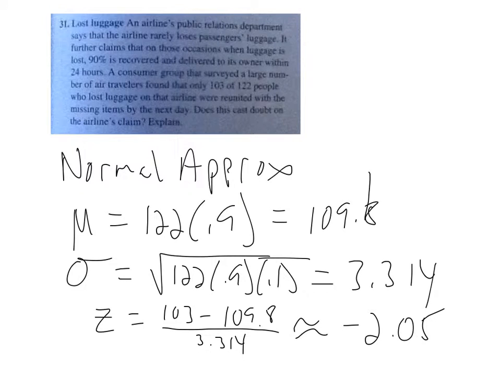So this is a problem I took out of another book, and it's about lost luggage. The airline is saying that 90% of the lost luggage is recovered within 24 hours. Are they doing better than that? Are they doing worse than that? They went out and found that only 103 out of 122 people had their baggage returned on time, or the next day. So they're trying to test: does this cast doubt on the airline's claim?